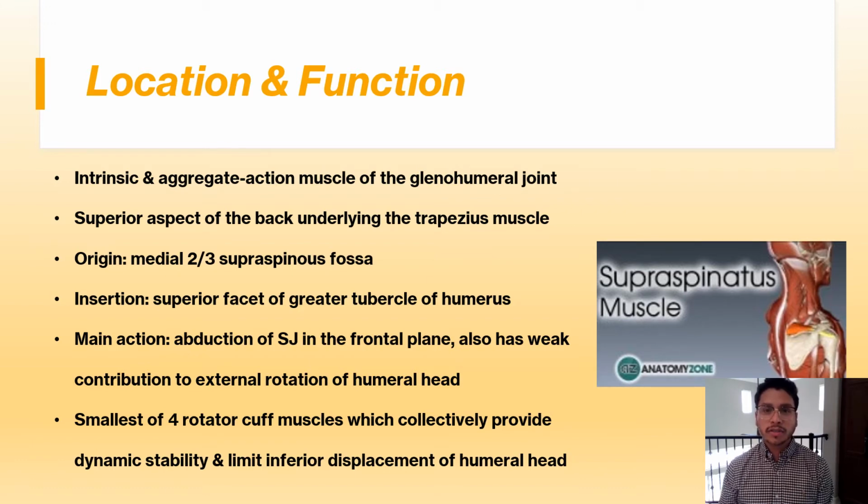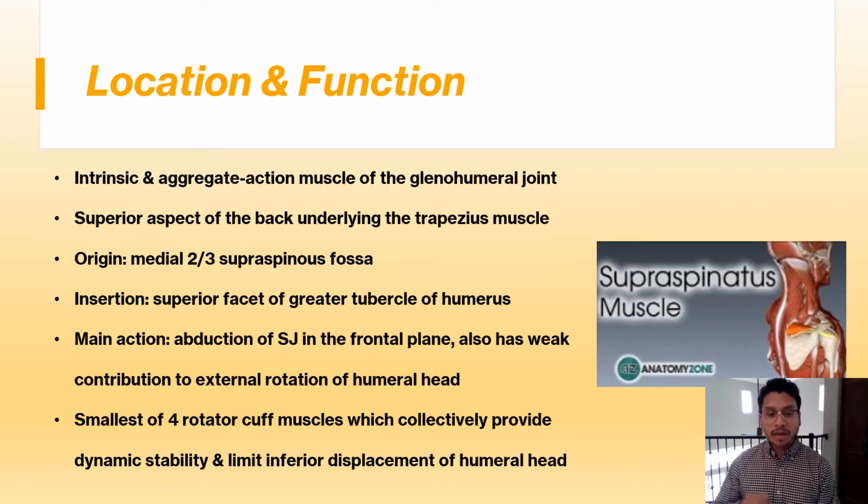So let's focus our awareness towards the superior aspect of the back, the noticeable upper trapezius muscle, and then underlying the upper trapezius muscle, we can find the supraspinatus. Its origin is on the medial 2/3 of the supraspinous fossa. It's a deep cavity on the scapula, and the muscle fills the space.